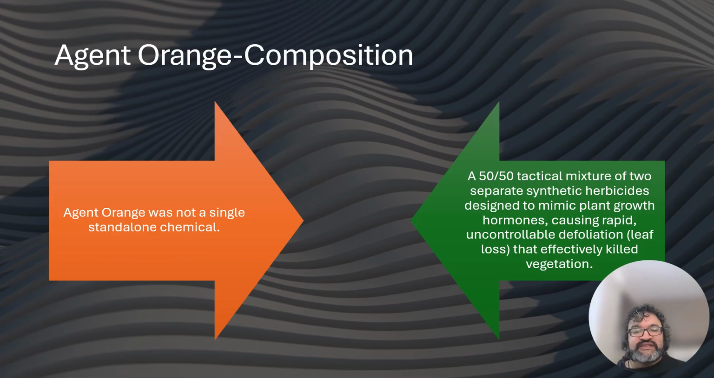So the composition of Agent Orange: from popular belief, we think that Agent Orange is one chemical, but Agent Orange is not a standalone chemical. It happens to be a 50-50 tactical mixture of two separate synthetic herbicides designed to mimic plant growth hormones, causing rapid, uncontrollable defoliation that effectively kills the vegetation. So this is interesting and important to note, that this is more than one substance within the chemical.